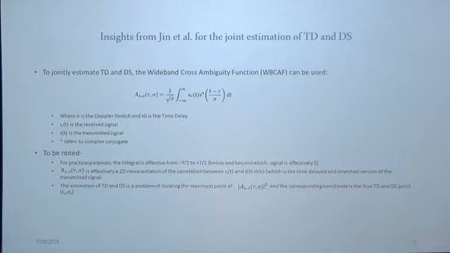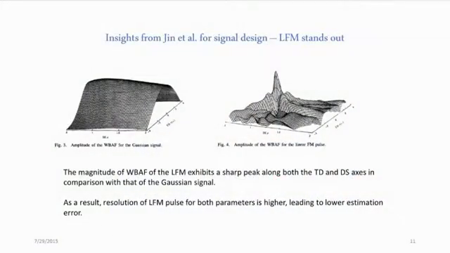Some points to be noted: for all practical purposes, the integral is over minus T by 2 to plus T by 2, because our system is band limited, so we don't need to do the overall integral. Like I mentioned, it's a 2D representation of the correlation, and the ultimate task is to estimate these two coordinates in that 2D representation.